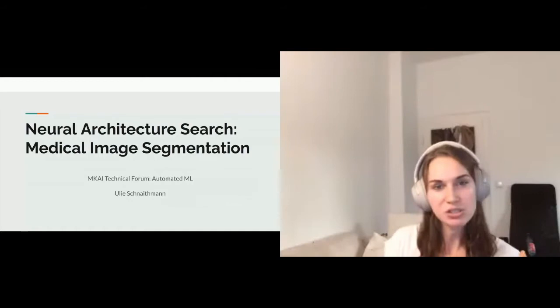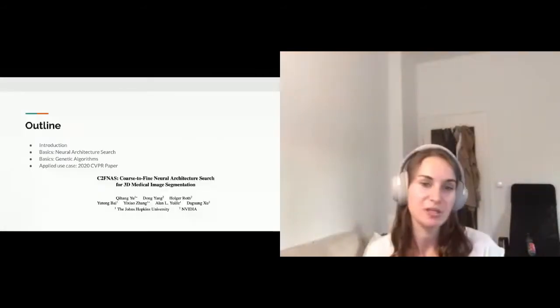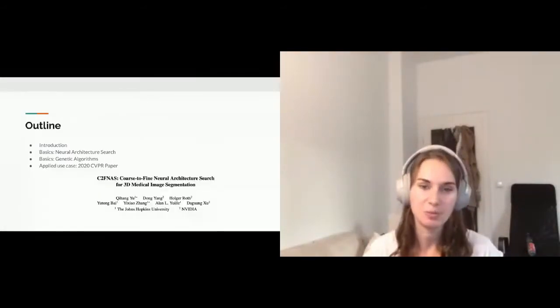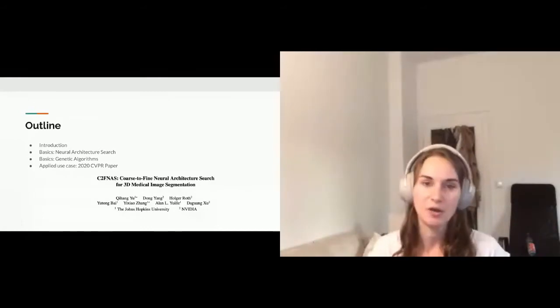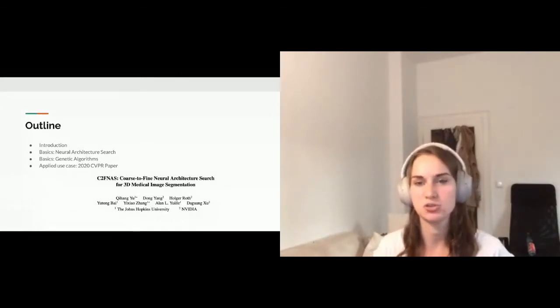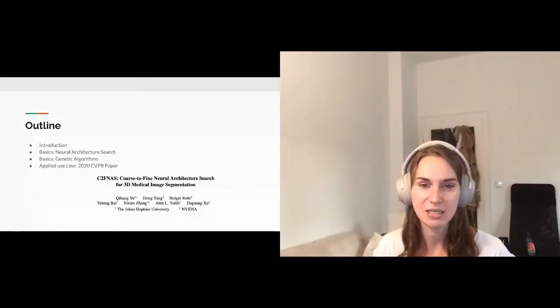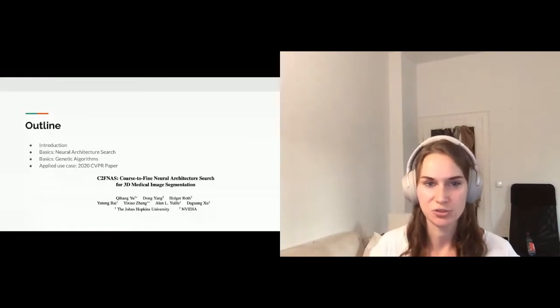essentially the CVPR paper that got published by these brilliant folks from the Johns Hopkins University and NVIDIA, who developed a version of neural architecture search that was applied to 3D medical image segmentation. And that is really exciting and also very applied, and kind of shows how this neural architecture search can actually be used in practice.